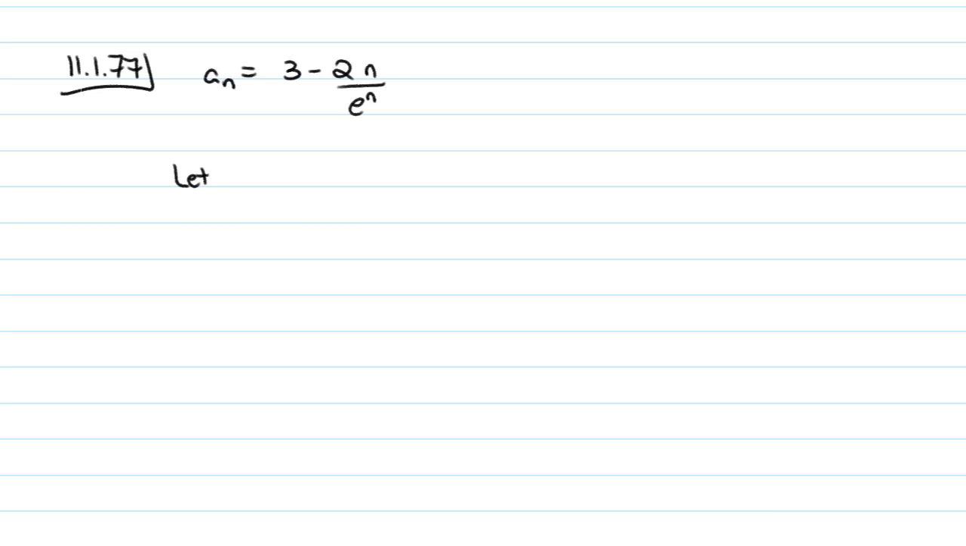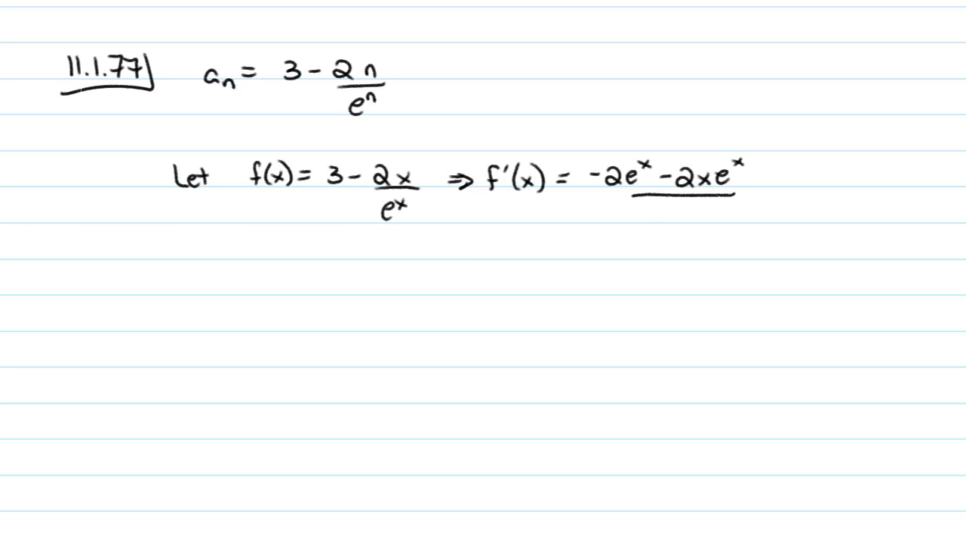I'm going to let f of x be the functional version of this, (3 minus 2x) over e to the x, which will imply that f prime of x is equal to negative 2e to the x minus 2x e to the x, all over e to the 2x. It's just a quick derivative there. I'll factor a negative 2e to the x out of the numerator and simplify all at the same time.